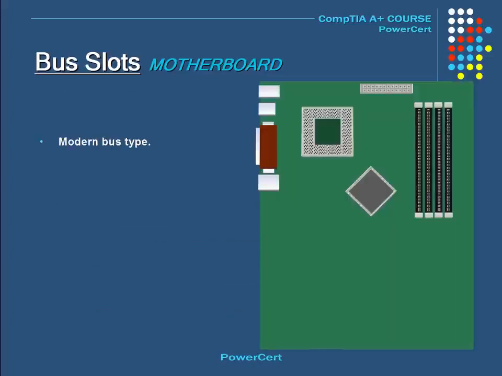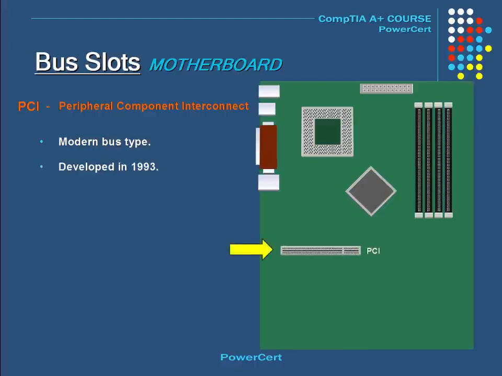A modern bus type today is called PCI, which stands for Peripheral Component Interconnect. PCI has been around since 1993 and was the standard bus slot for modern motherboards until PCI Express came out, which we'll talk about shortly. PCI slots are much faster compared to ISA slots, with a data path of 32 or 64 bits, with speeds ranging from 133 to 533 megabytes per second. They are also about half the physical size and length of the ISA slot.